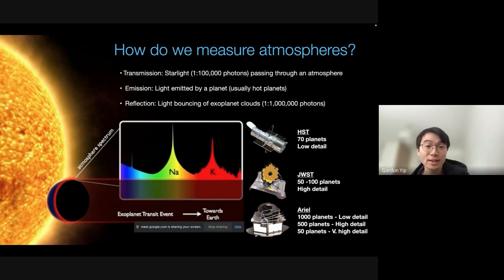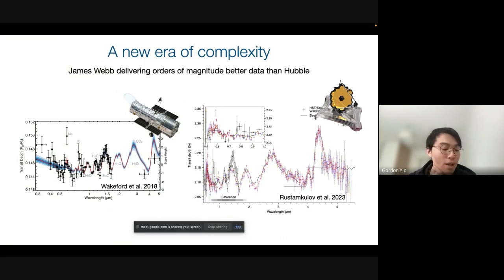But come in sort of 5 years' time, when we have Ariel, you basically start characterizing exoplanets on a bigger scale. We have 1,000 planets in low detail, and then from these 1,000 planets, we'll characterize 500 planets in high detail, and then we will select 50 planets for very high detail observations. So, but the launch of JWST really pushed us into a new era of complexity here.